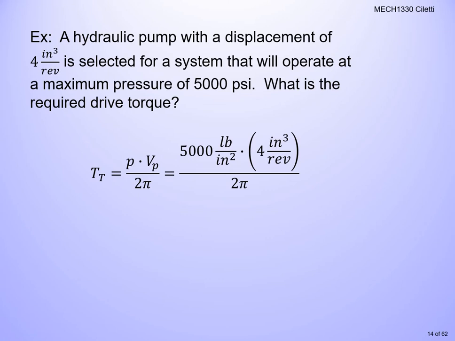So we can take 4 times 5,000 and divide it by 2 pi, and we end up getting 3,183 inch-pounds. Remember, inch-pounds is a force times a distance, in terms of our torque. So everything should work out nicely there. Now, you might have to do something in foot-pounds or things like that as well.